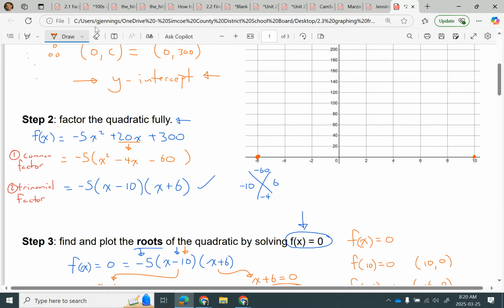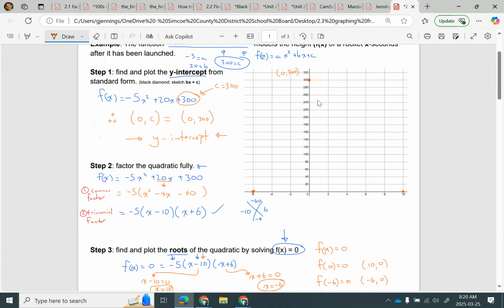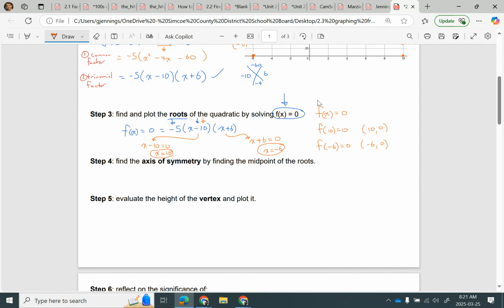So now we can already get a pretty good visualization of this quadratic because we know the y-intercept up there, we know -6, 0 over here, and we know 10, 0. So we know where this quadratic is touching all of the axes now, and all we needed to do was factor once and know to read the c value for the y-intercept. So the factored form tells you about the x-intercepts, the standard form tells you about the y-intercept. Finally, let's find the vertex.